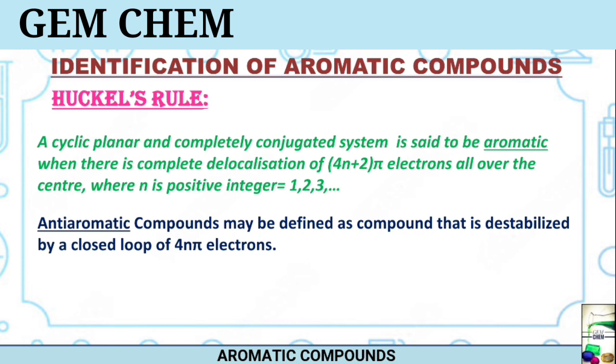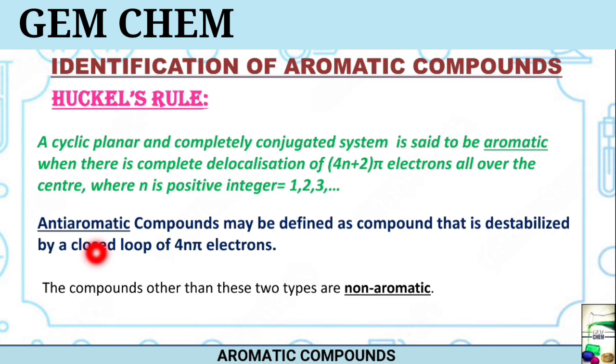Now, if we deal with the last category, when the moiety is not planar or not cyclic, then what are those compounds known as? Other than antiaromatic and aromatic compounds, those compounds are known as non-aromatic compounds. So the compounds other than these two types are non-aromatics. Now we will see different types of compounds and identify what kind of compounds they are: aromatic, antiaromatic or non-aromatic. So, let us start.